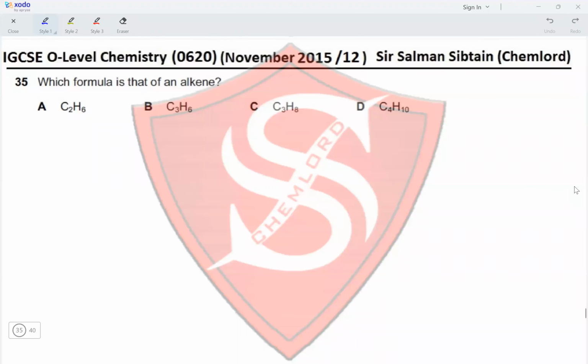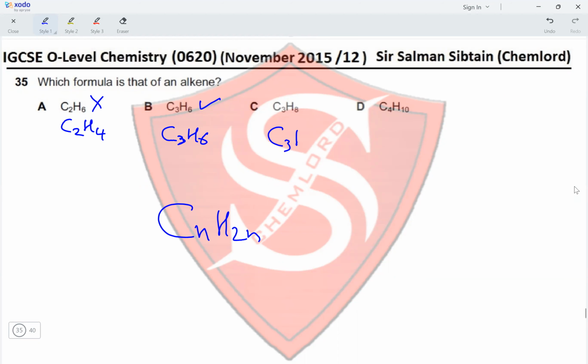Question 35. Which formula is that of an alkene? Alkene has a general formula of CnH2n. So the number of hydrogen would be twice the number of carbon. So C2H6, this should be C2H4. So this is incorrect. C3H6, this should be 3 times 2 is 6. So this is correct. Next, C3H8, this should be C3H6. So it is incorrect. And the last, C4H8, not C4H10, making option B the correct option for this question.